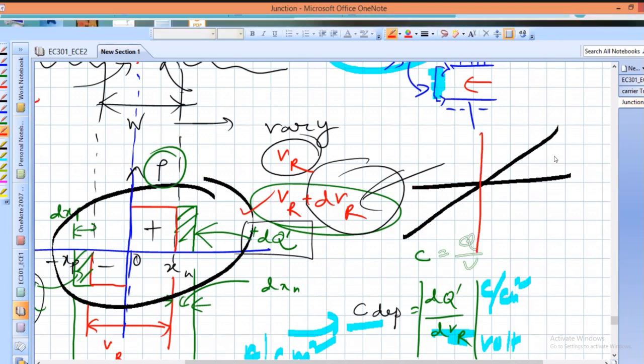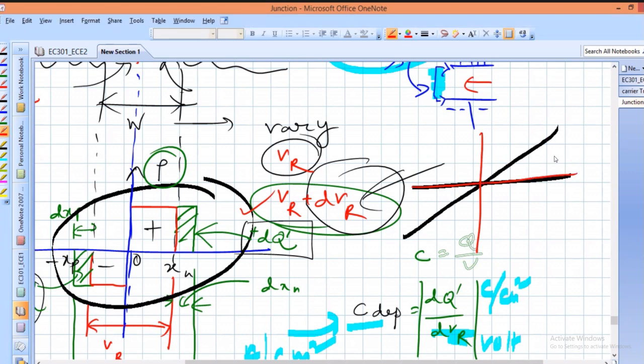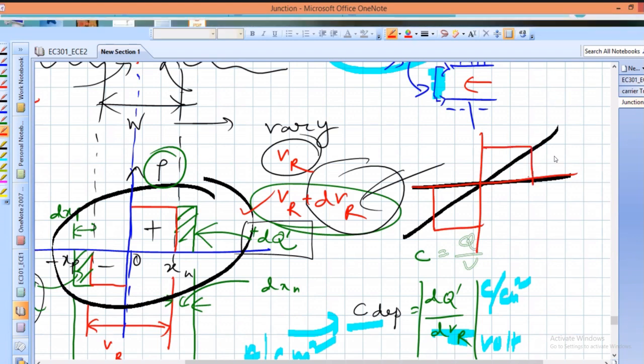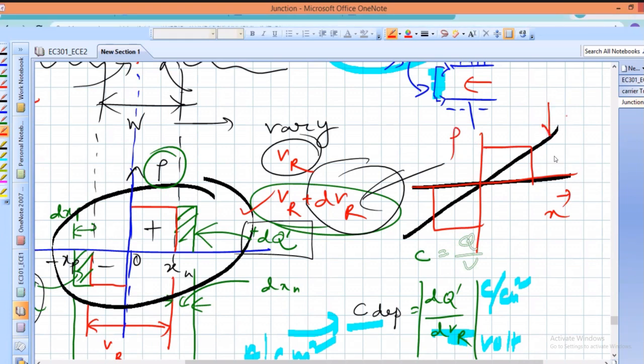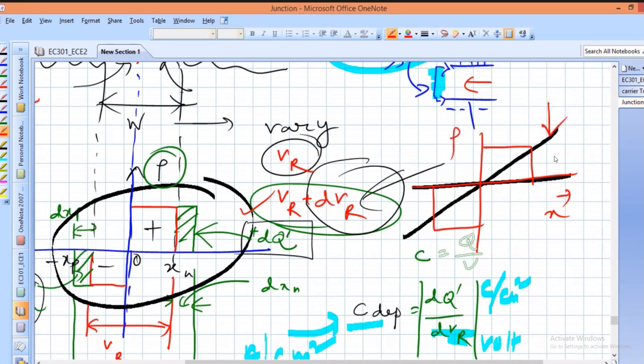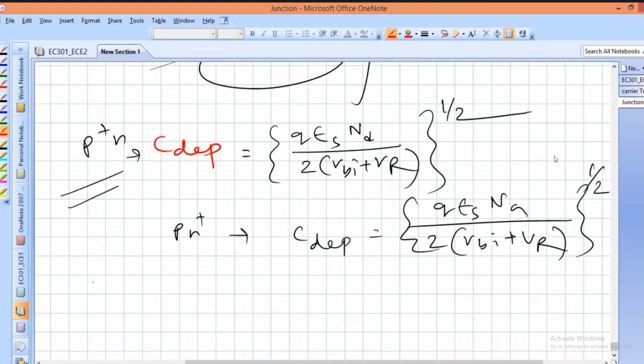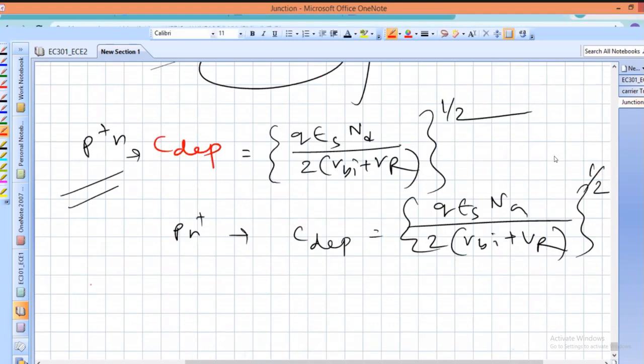I think it is clear what I draw. Otherwise, for abrupt junction, this is the variation of the charge density, x and rho. Students, I think you remember this. This is called linearly graded. Linearly, the charge density varies here, and this is for step graded or abrupt junction. So here I consider one-sided abrupt junction.